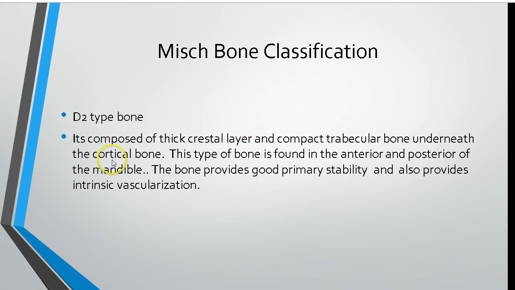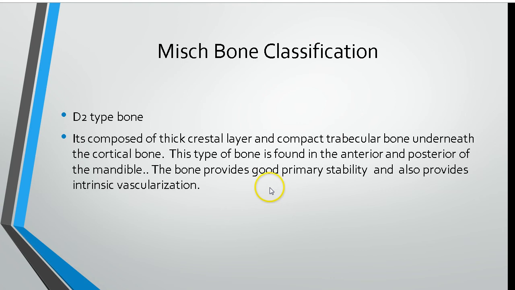D2, now the ratio is slowly going to start changing towards more trabecular bone. So D2 bone is composed of a thick crestal layer of compact bone with coarse trabecular bone underneath the cortical bone. So now you still have very strong cortical bone on the outside, but we're also starting to see some nice trabecular bone underneath. This type of bone we usually find sometimes in the anterior of the mandible and also in the posterior of the mandible, unlike D1, which is mostly found only in the anterior of the mandible.